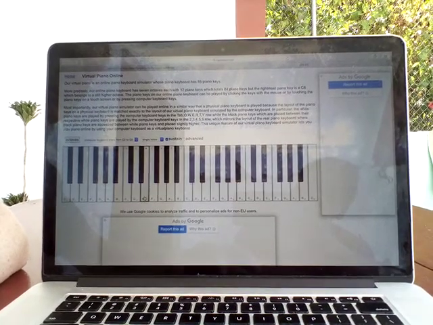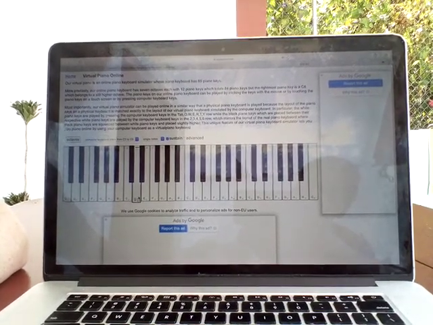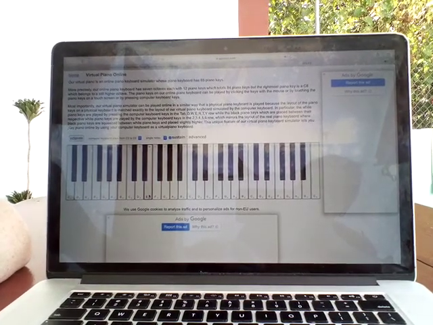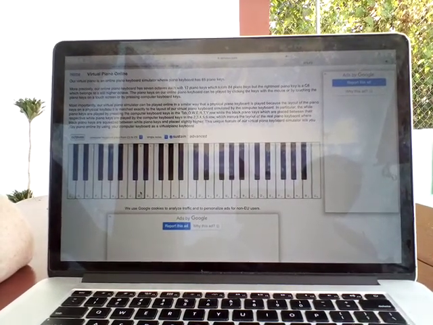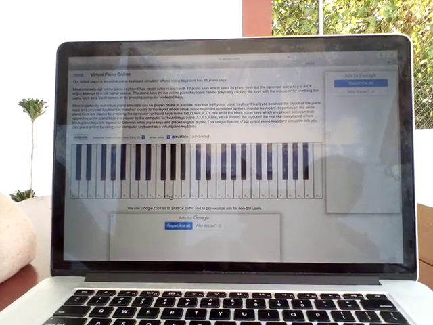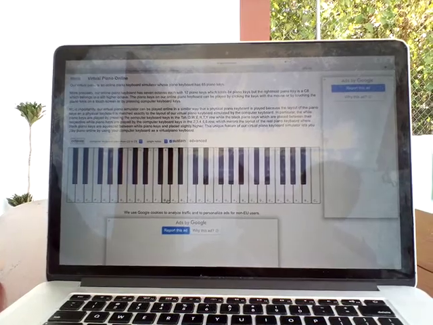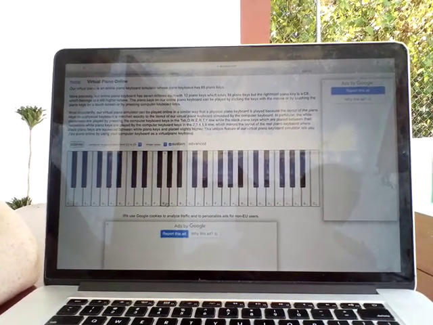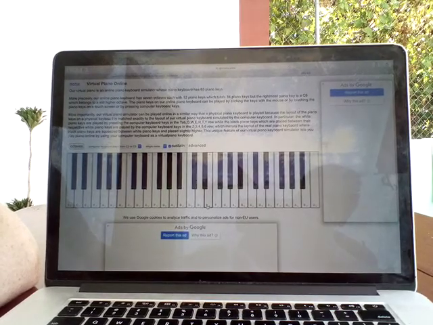Here we go. Mary had a little lamb, little lamb, little lamb. So that would be our bass or baritone. If that was comfortable for you, that would be your vocal range.